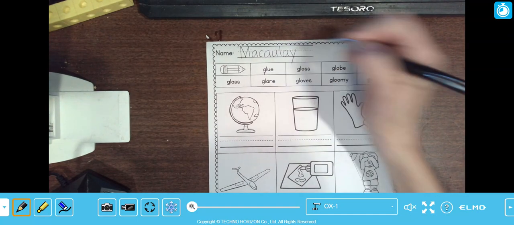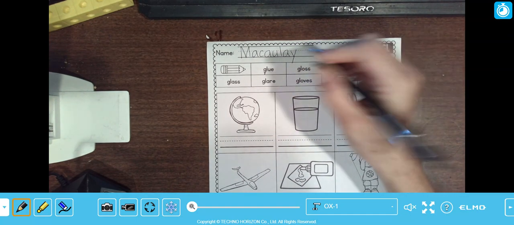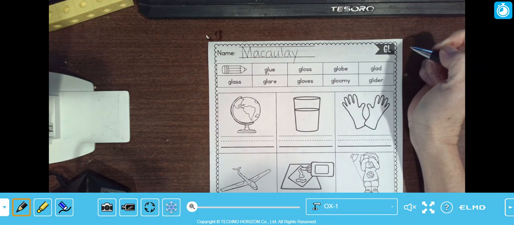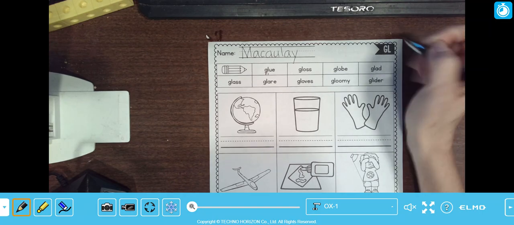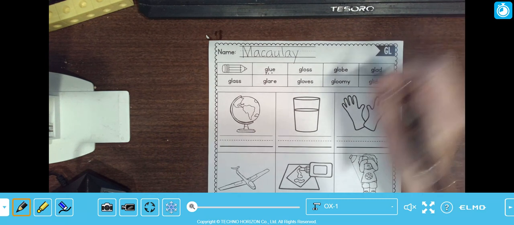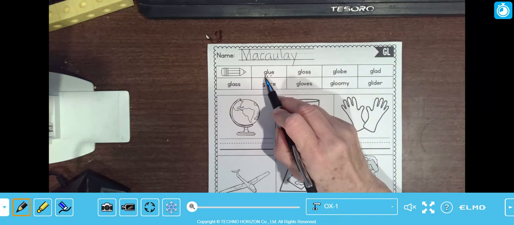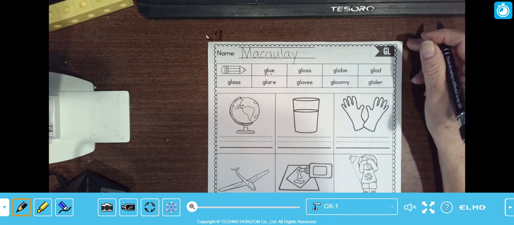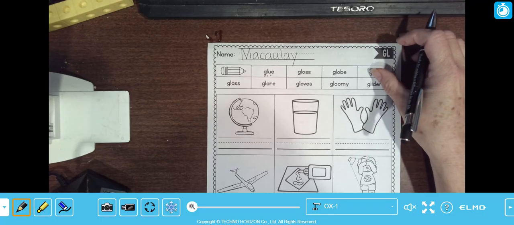Sound of the G is G. Sound of the L, L. And that blend is gl, gl. The UE together makes the oo sound. So let's read this word. G, L, oo. What is this word? Yes, it's the word glue.